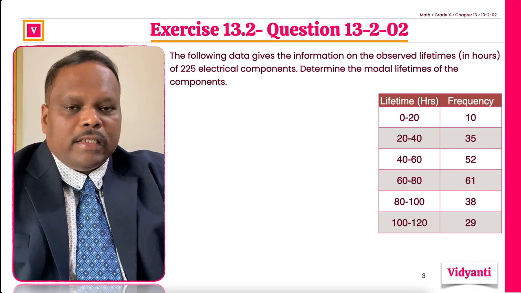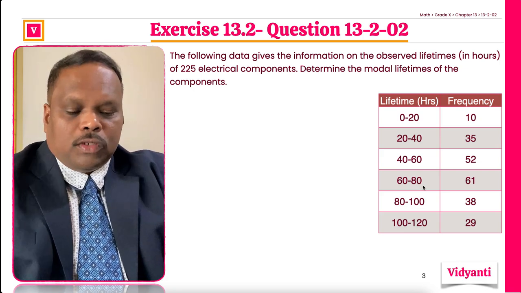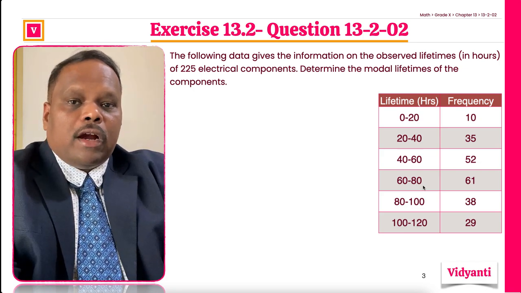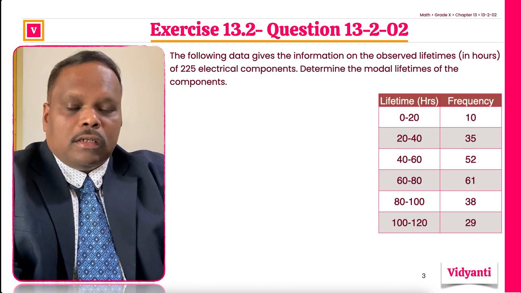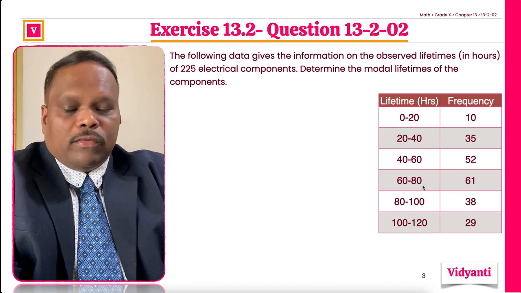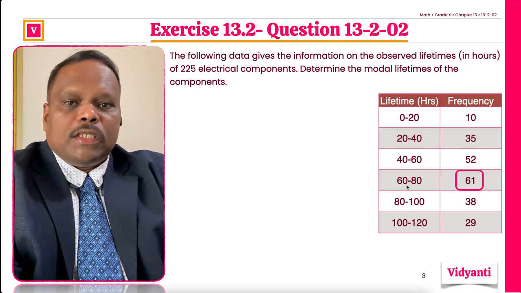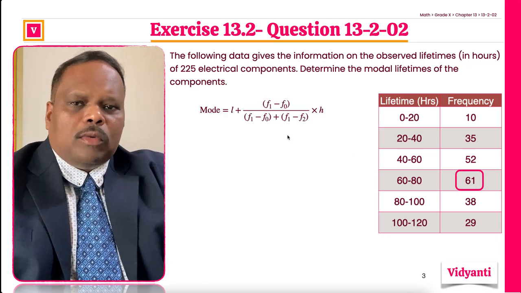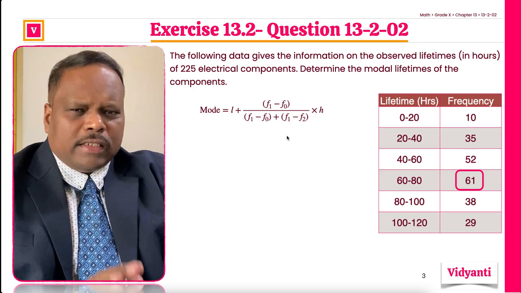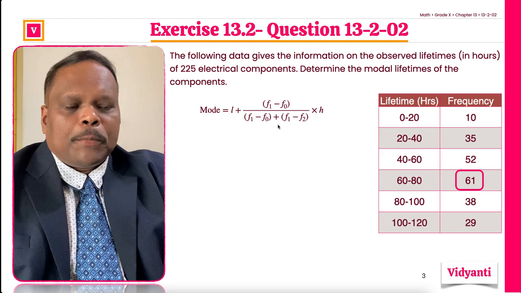Now, where exactly is it? Well, we have a formula and we are going to use that one. So first step in finding out mode, since mode is the highest occurring observation, find out the frequency which is the largest. So your mode will be somewhere in between 60 to 80 hours. Now, the formula given in the textbook is exactly the same. However, I took the liberty to modify it.